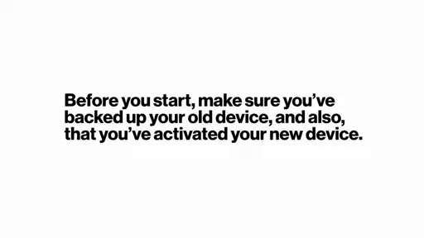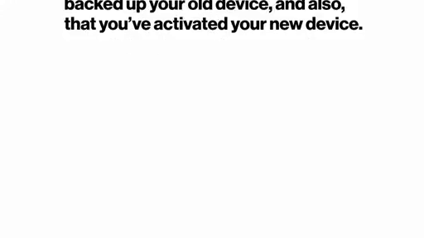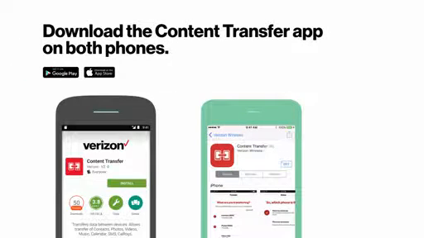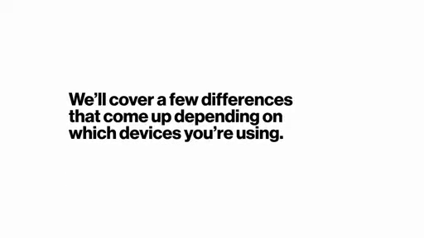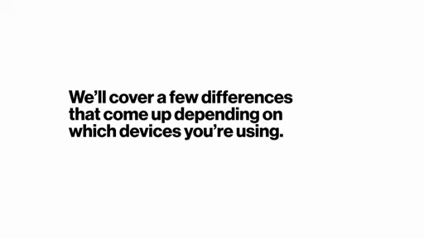Before you start, make sure you've backed up your old device, and also that you've activated your new device. Once that's done, connect your old phone to Wi-Fi and download the Content Transfer app from Google Play or the Apple App Store on both phones. We'll cover a few differences that come up depending on which devices you're using, so just be on the lookout for the ones that apply to you.